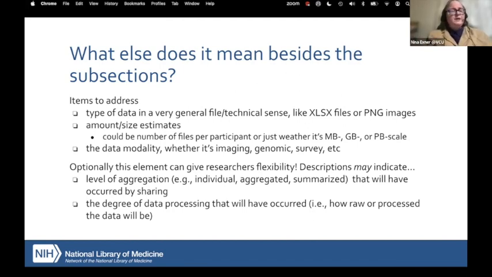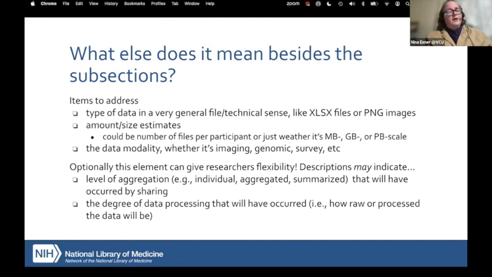And finally, the data modality. That's a summary of like, it's imaging data, it's genomic data, it's survey data. And that's usually where the PI's mind is, not necessarily on the files that are going to be generated.